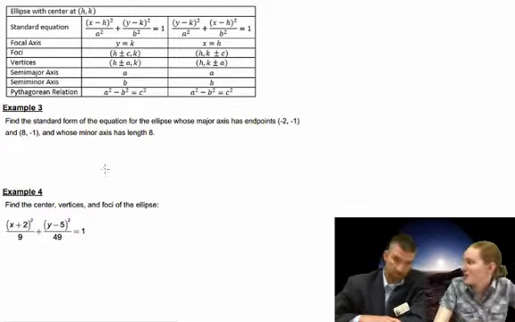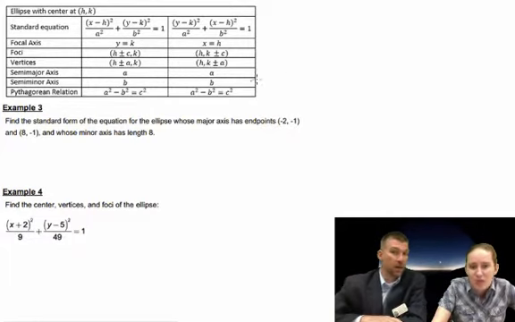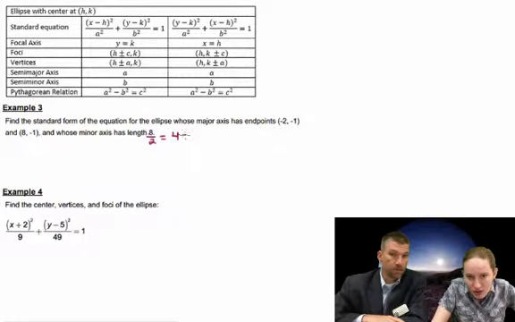Okay, so now example 3. I already know what b is going to be. Well, it's half of the minor axis, so it's going to be 4. All right, so b is 4.